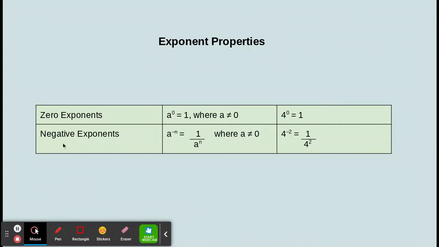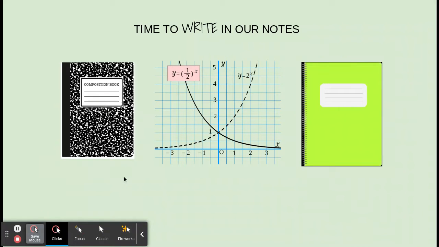Now, the negative exponent property says that if you have a base to a negative exponent, it is actually a fraction where the base and the exponent are on the bottom. So a to the negative n is the same thing as 1 over a to the n. So 4 to the negative 2 is the same thing as 1 over 4 squared. Again, a cannot be 0 in both of these properties. Time for you to write those two properties in your notes.